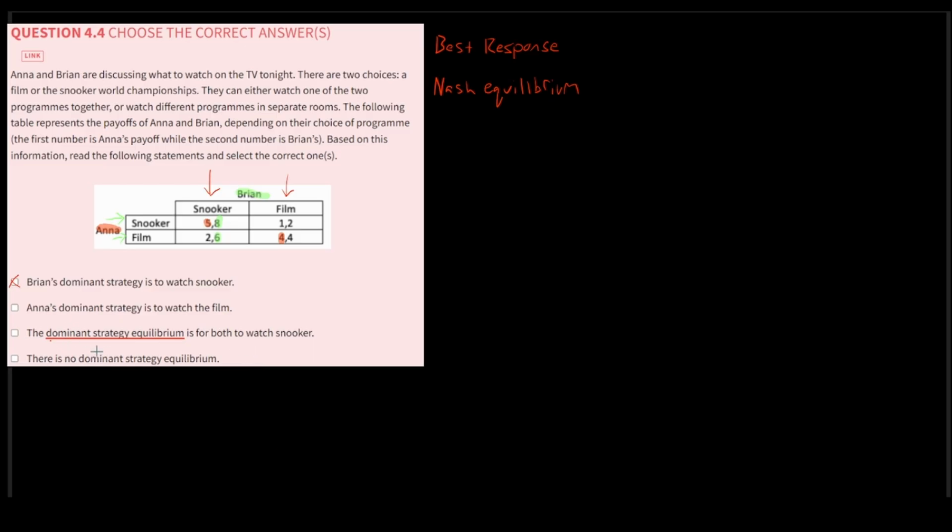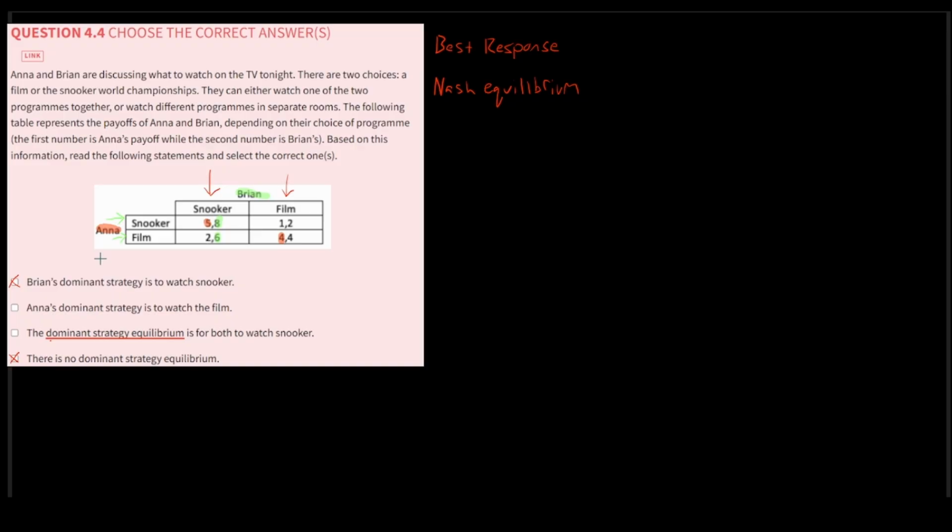Finally, there is no dominant strategy equilibrium. Yeah, that has to be true. There is no dominant strategy equilibrium because Anna doesn't have a dominant strategy. So because Anna doesn't have a dominant strategy, we cannot have a dominant strategy equilibrium. Okay, that's our first game.